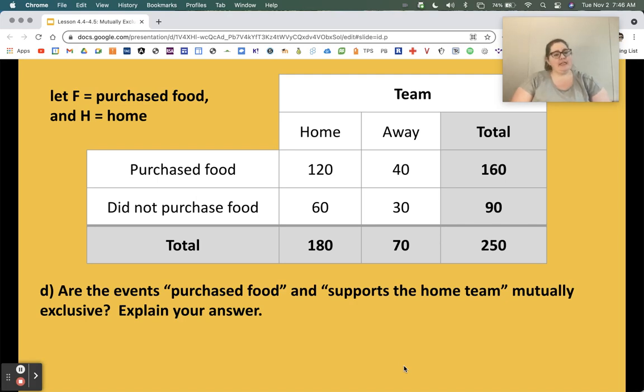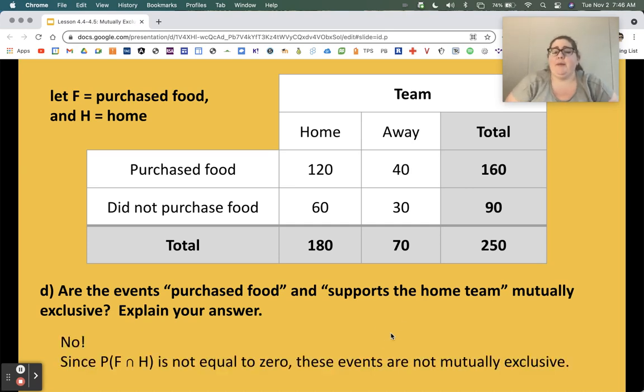So my question now, related to our vocabulary for today, is: are the events purchase food and supports the home team mutually exclusive? I'm going to give you a minute to think. Are they mutually exclusive? Remember, mutually exclusive means that the two events cannot both happen. There's no overlap. They have no outcomes in common. So the answer here would be no. They're not mutually exclusive. And a good way to explain why is to give evidence from what you have.